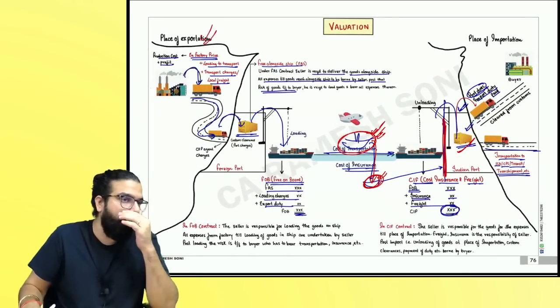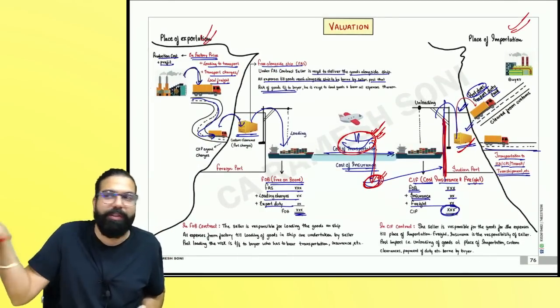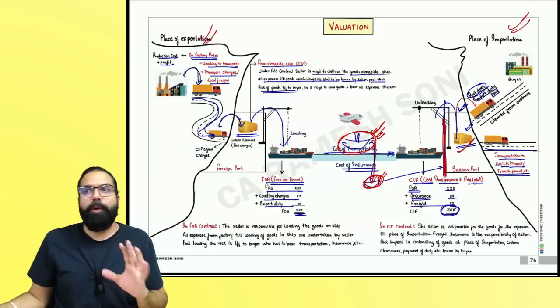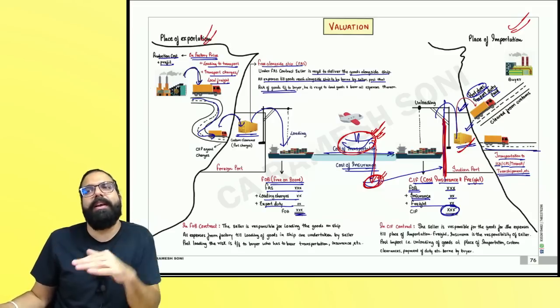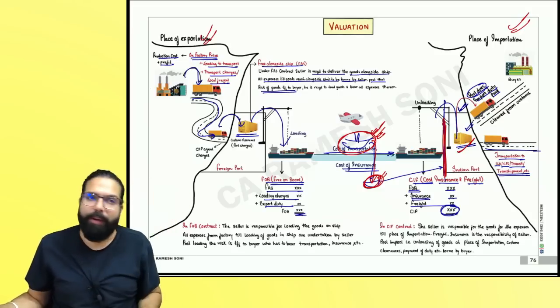Remember, US goods are coming into India. US is the port of exportation. India is the port of importation. Port of importation is basically that port where the goods have come, so that you can clear it or you can put it in the warehouse.